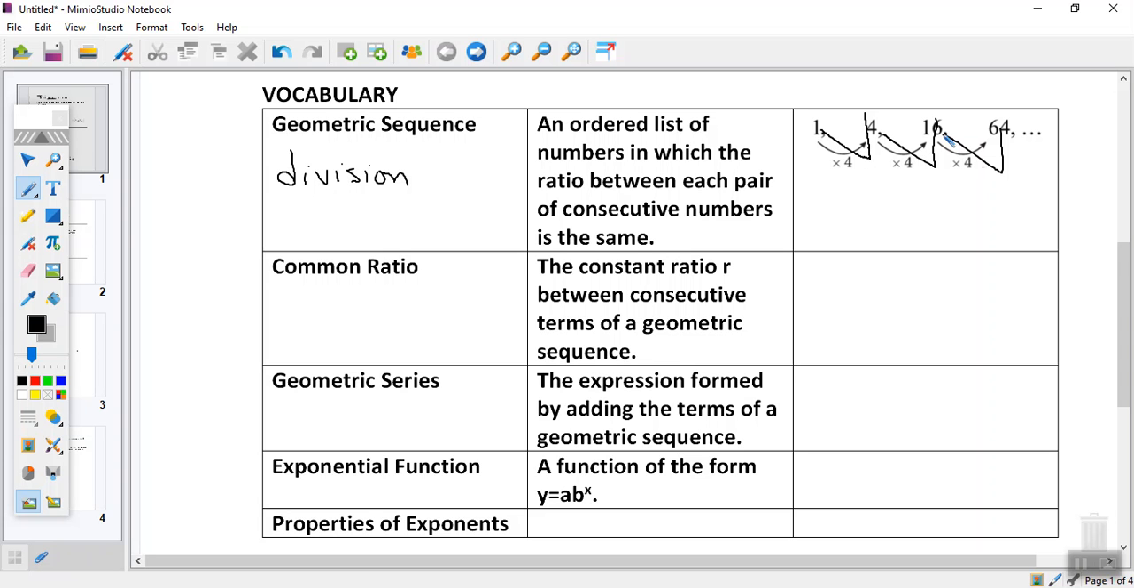So now the next term here is not common difference anymore. It says common ratio. Okay. Common ratio is the constant ratio r between consecutive terms of a geometric sequence. Above, right up here, kids. Above, what's the common ratio? What were we constantly multiplying the previous term by to get the next? 4. So above, the common ratio is 4.